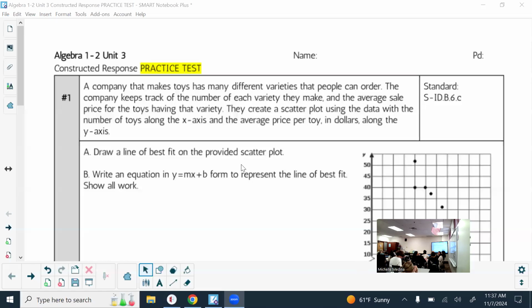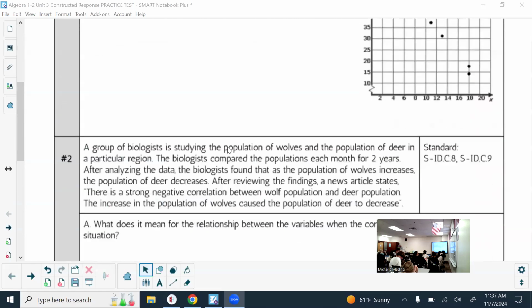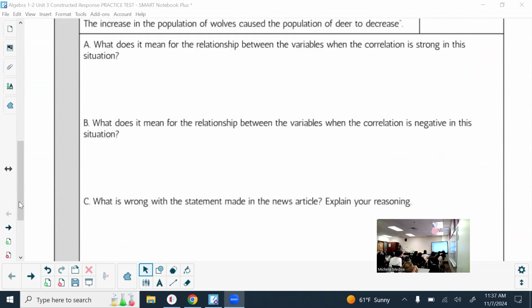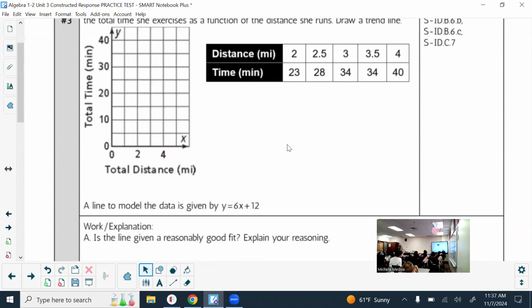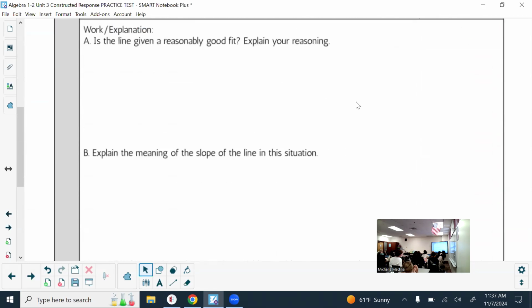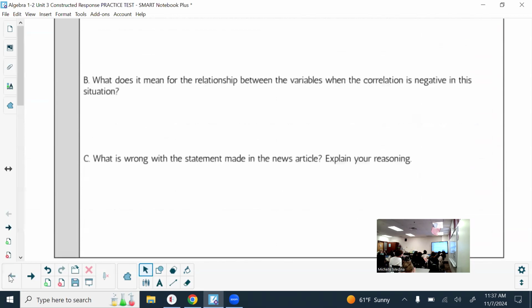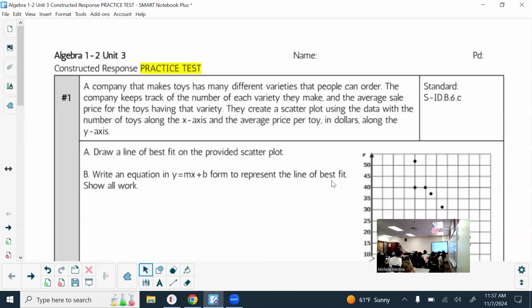Especially on the constructed response. Hopefully I get fewer turned in blank, because some of them are honestly really simple. Some of them ask, is it positive or negative? Is it a good fit or not? Is the correlation strong or weak? Like, literally a 50-50 chance there.